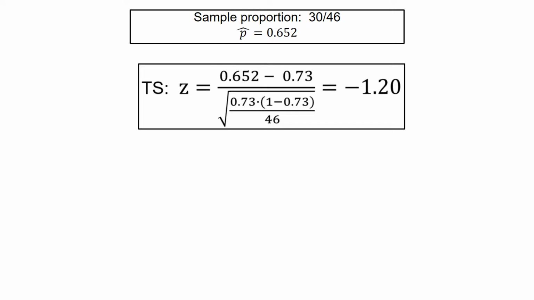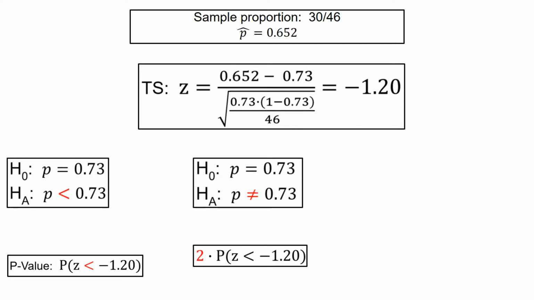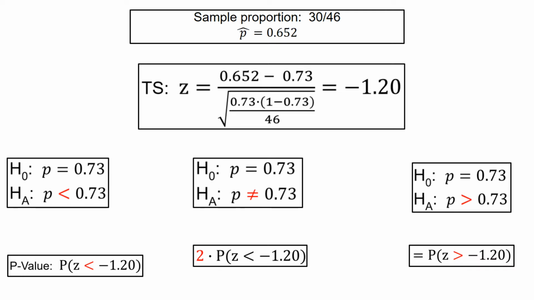Now, how far away was our sample proportion, these 46 coins where we saw 30 heads? How far away was this? And that answer is 1.2 standard deviations or standard errors. So the question is now, how should we set up our hypothesis test? So here's what a two-tailed test would look like. Here's what a one-tailed test would look like, and the other one-tailed test. So there's basically three choices here. We can have a left tail, a two-tail, or a right tail.